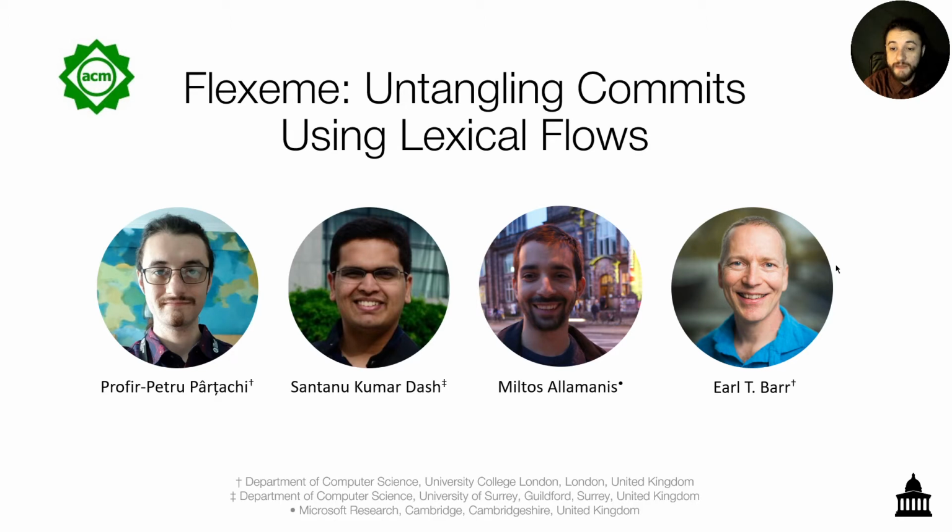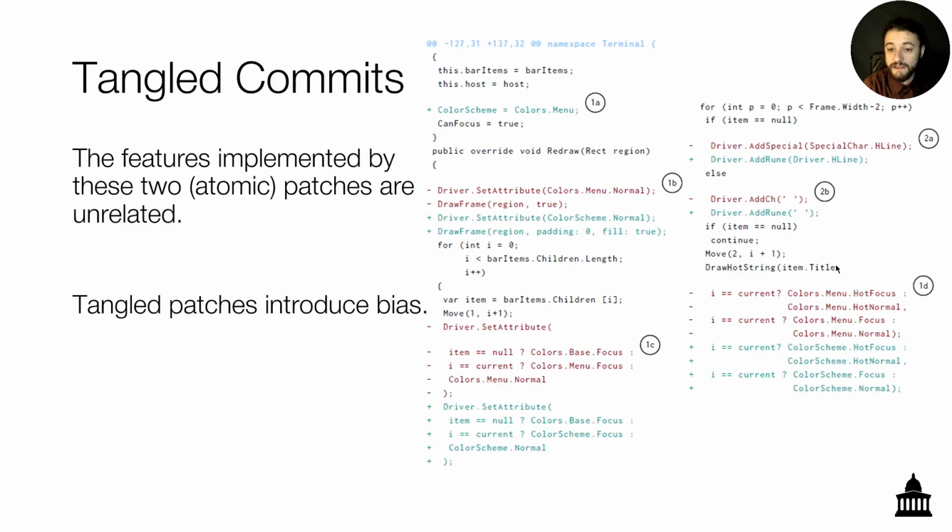Flexeme is a tool to separate tangled commits into their constituent atomic patches, built on top of a multiversion name-flow graph. But what's a tangled commit? A tangled commit intertwines patches that solve unrelated concerns.